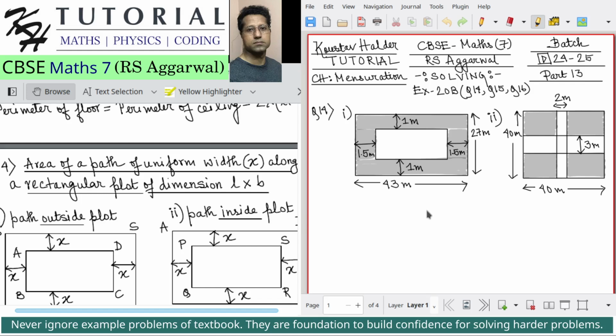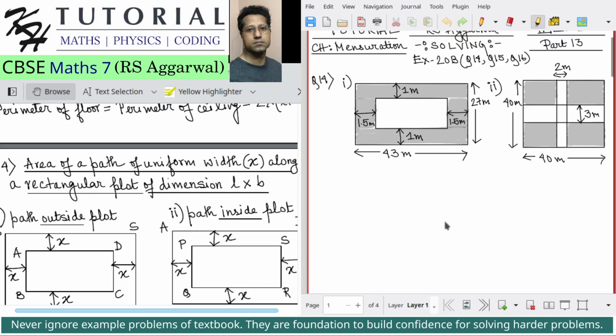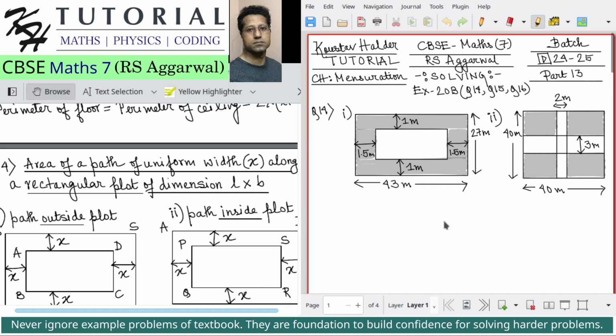Okay, so question number 14, we have two figures. We have to find the area of the shaded region. Now in figure 1 you can see that the width is not uniform. It is kind of a path which is outside some rectangular plot. So first of all, whenever you have to find the area of this kind of shaded regions, always name the vertices or the corners of the figures so that you can refer to the rectangles properly while solving the problem.